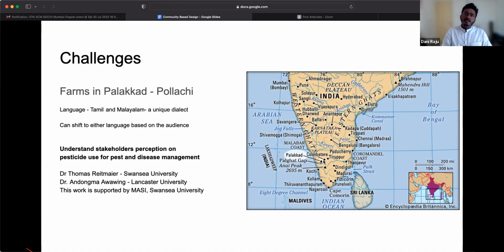We had a clear idea because we started this exploration with the team. Thomas Reitmeyer from Swansea University is a computer scientist, and Awaving is an entomologist. So we each had our own interests. I'm a designer based in India, working with communities in India. We all had our own islands, and then we discussed potential opportunities in India.